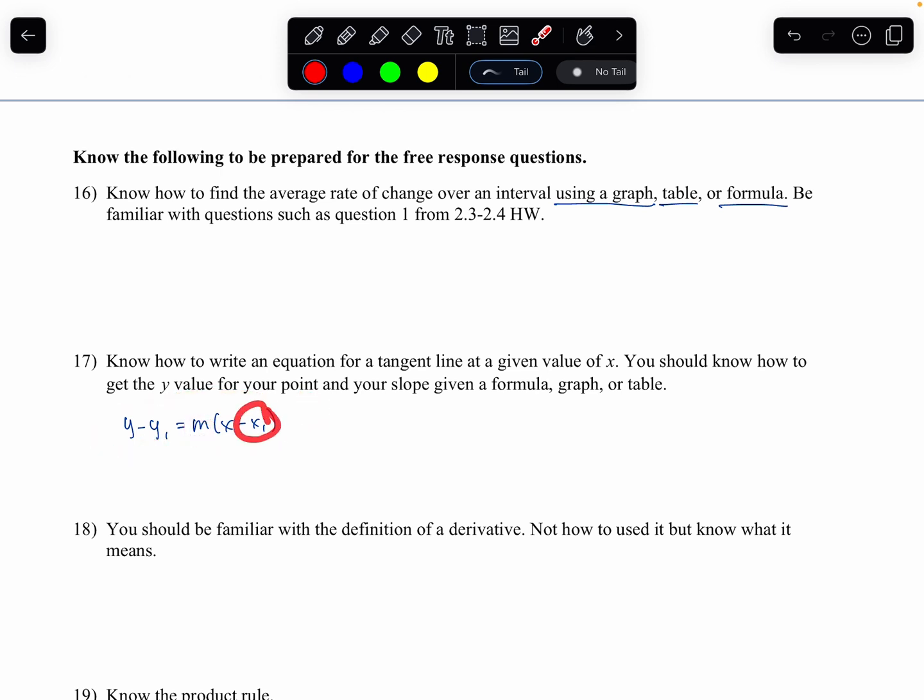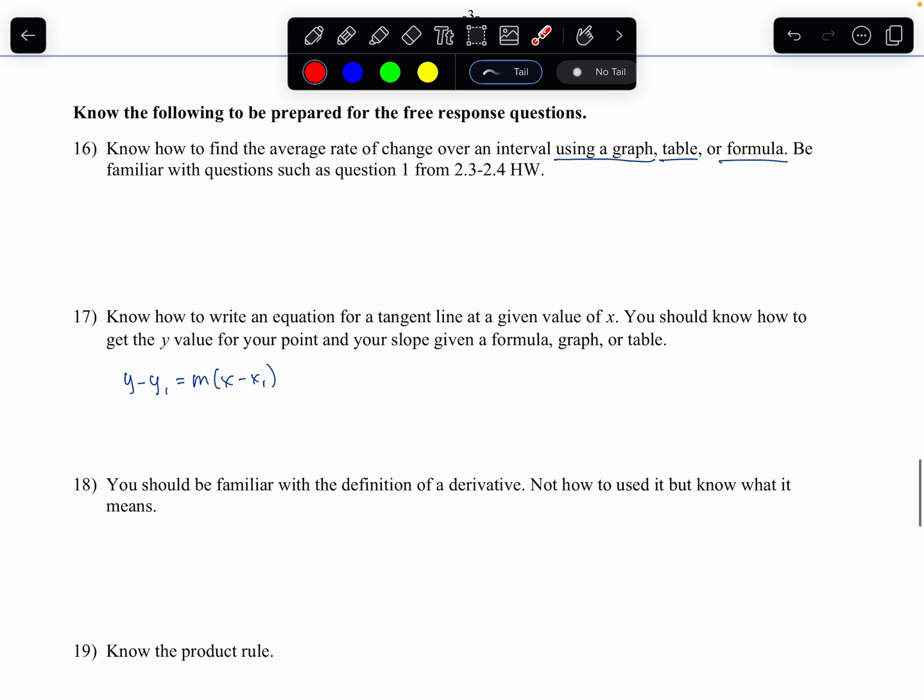This is usually given to you. You can plug this into the function to get y, and plug this into the derivative to get m. So that should be pretty straightforward. And again, you might be given graphs or tables. You might be given a graph of f and f prime. You might be given a table of f and f prime at this given value of x. In that case, it should be easier because you don't have to plug anything into the formula to get these values.